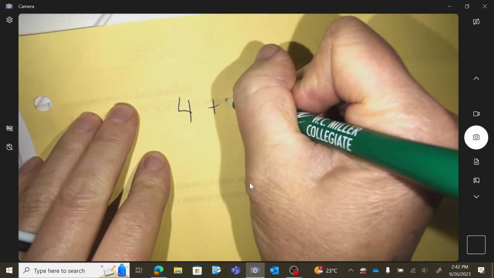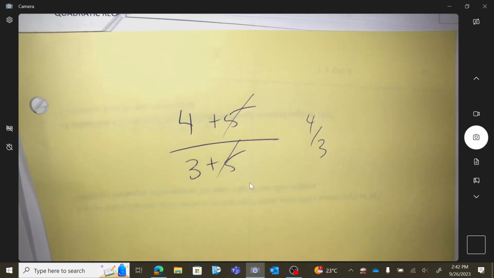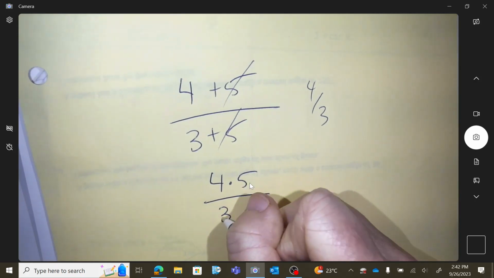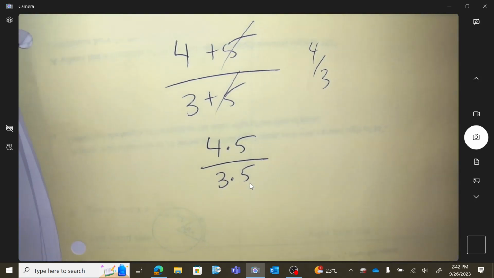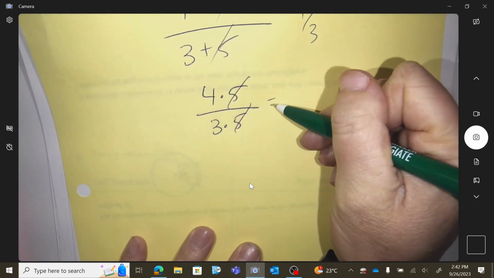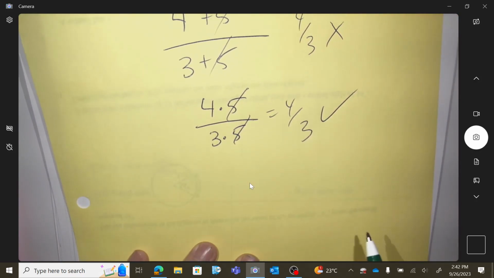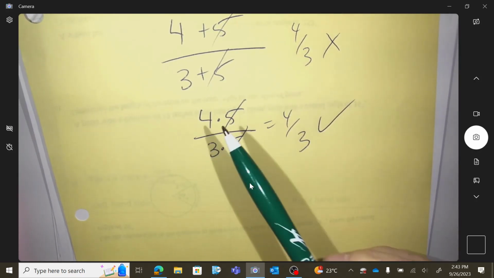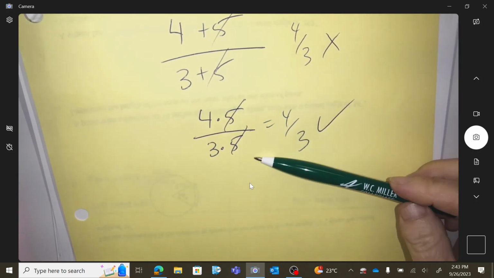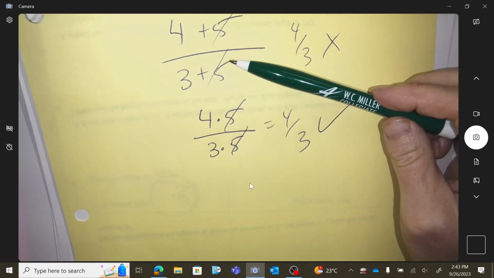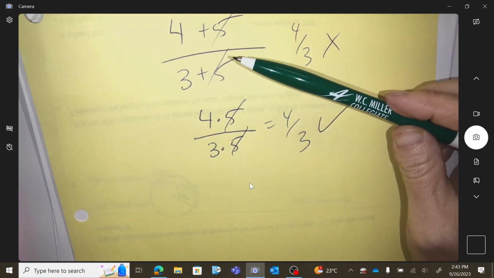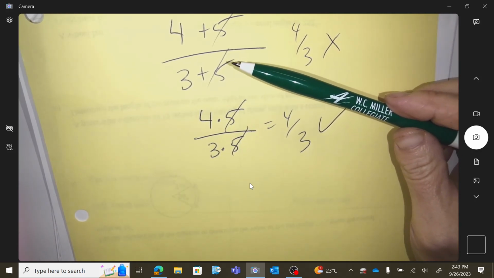Ready? 4 plus 5 over 3 plus 5. If you have that, can you cancel and say this is 4/3? Does that make sense? No. That's an illegal cancel. 4 times 5 over 3 times 5. Can I cancel here? Yes. This makes sense. So what was the rule last year? You can cancel multipliers. You cannot cancel adders. That's the number one common mistake on proofs.